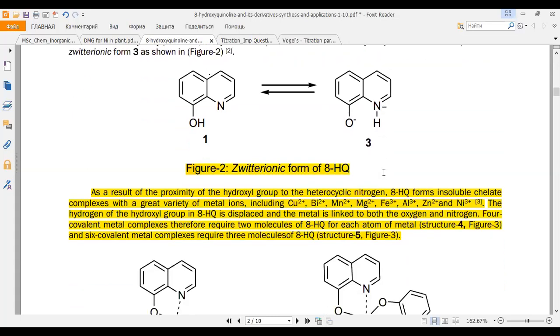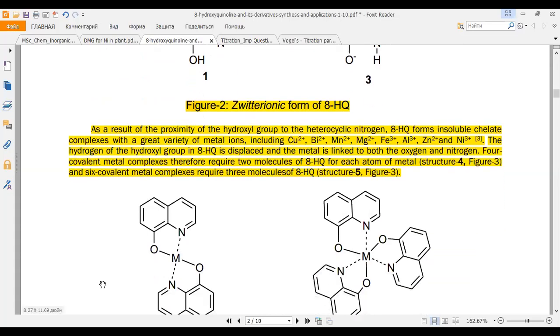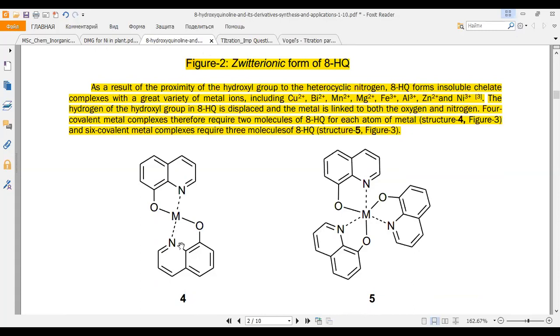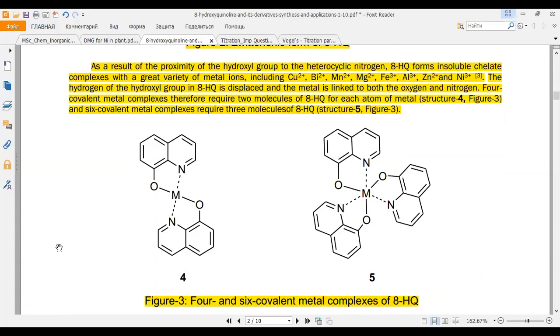So as a result of the proximity of the hydroxide group, that means hydroxide and nitrogen are close to each other, it forms insoluble chelate complexes with a great variety of metals. So this is how it forms the complex ion. So this is again a complex with symmetric types, okay. The metal ion that can form 4 bonds requires 2 hydroxyquinolines, and both oxygen and nitrogen are forming covalent bonds with the metal ion.